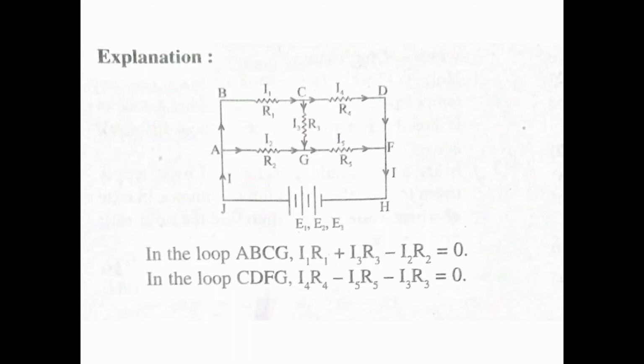So here I1 R1, the direction of current is towards this. So I1 R1 plus I2 R2.